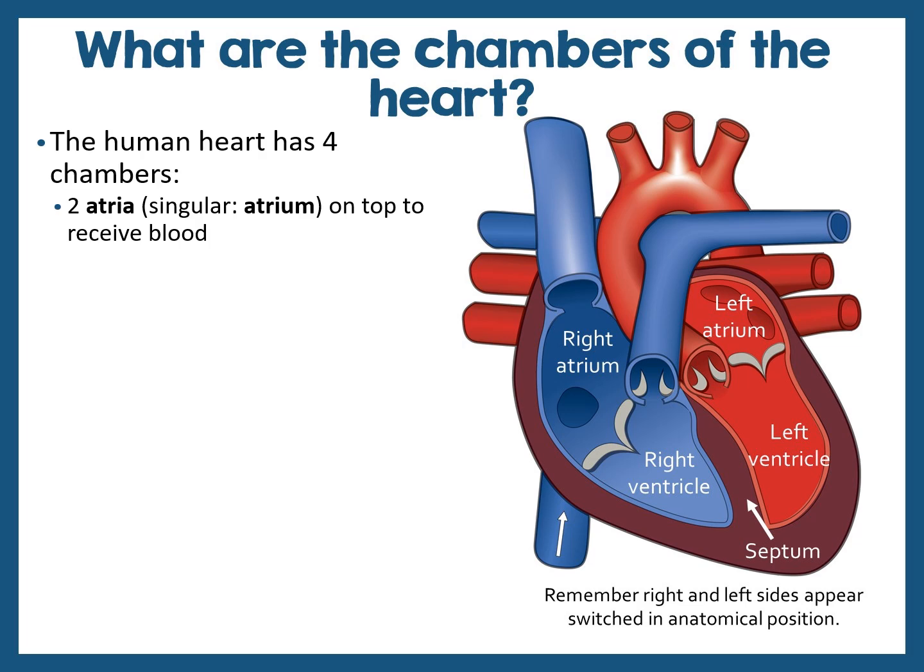So the human heart has 4 chambers. Atria is plural, and atrium is singular. Those are going to be located in the base at the top of the heart, and they will receive blood.